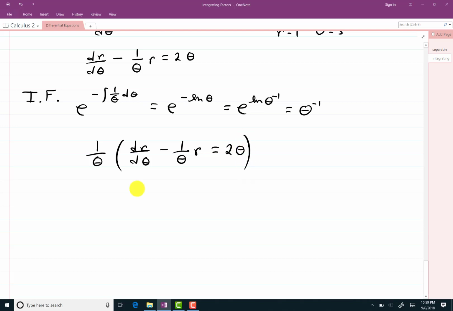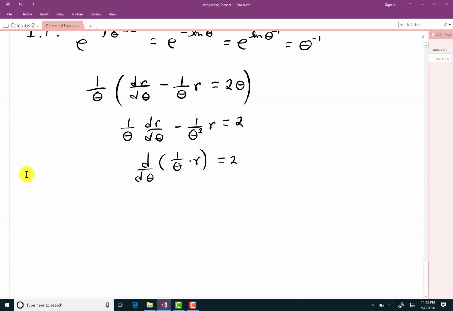And that gives me 1 over theta dr over d theta minus 1 over theta squared r equals 2. At this stage, you can rest assured that the left-hand side is going to work just the way it has. The derivative of 1 over theta is indeed negative 1 over theta squared. So the left-hand side compresses to d over d theta of 1 over theta times r. The right-hand side, of course, is just 2.